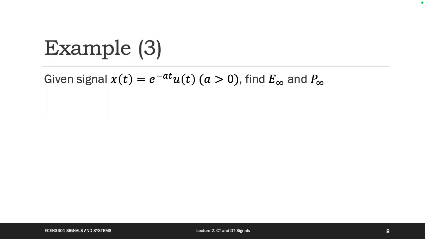The UT function means if t is greater than 0, UT will be 1. If t is smaller than 0, UT will be 0. Which means if you draw the figure, it should be like this. This is t, this is UT. Does that make sense to you? First, I want to talk about this one. Okay.